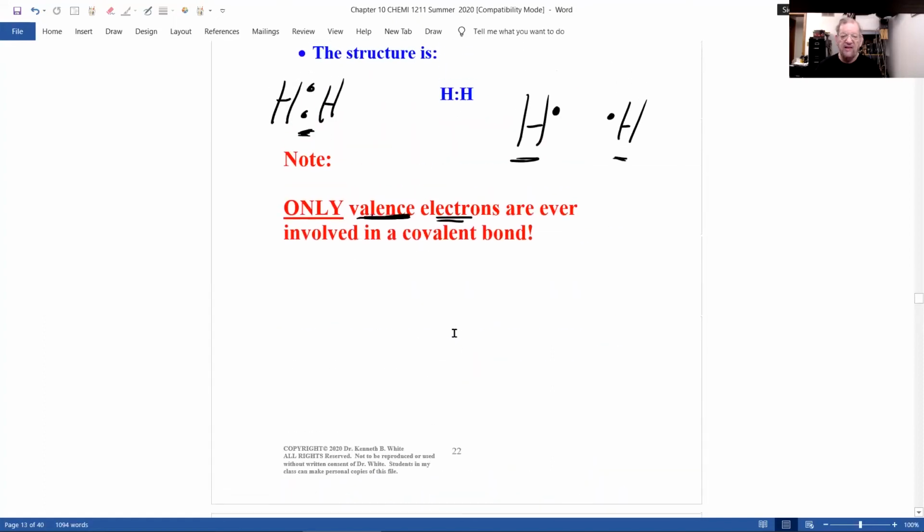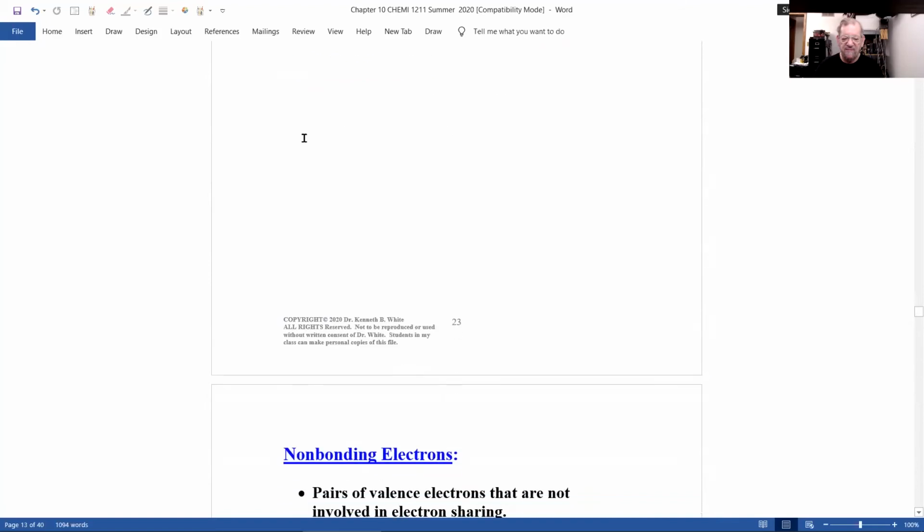By the way, the 2 electrons here between the hydrogen, that's a chemical bond, a covalent chemical bond. You're sharing 1 pair of electrons between 2 atoms.